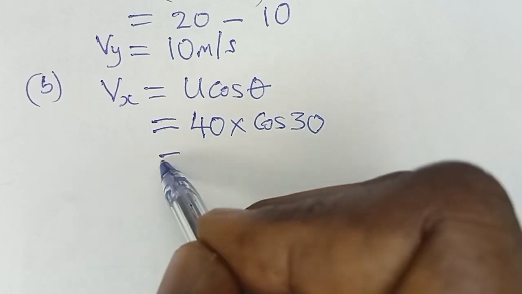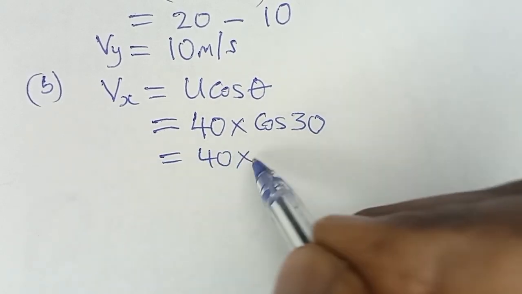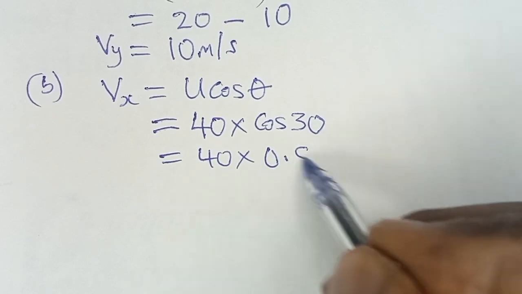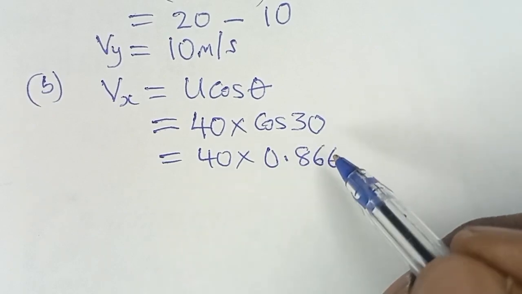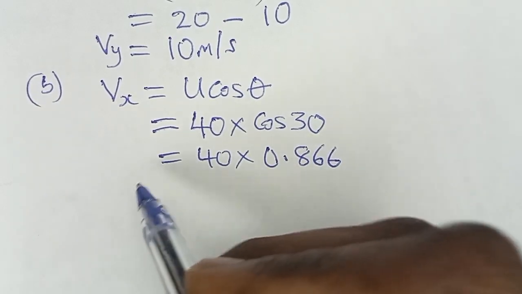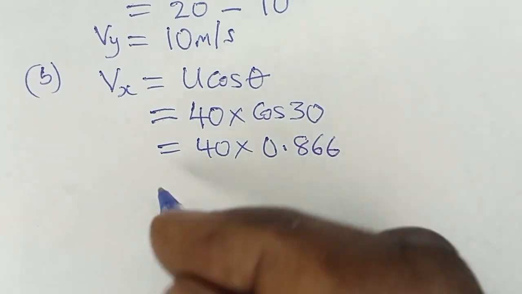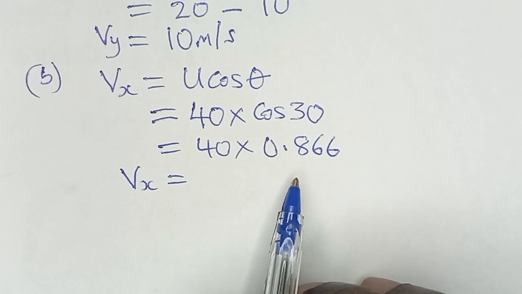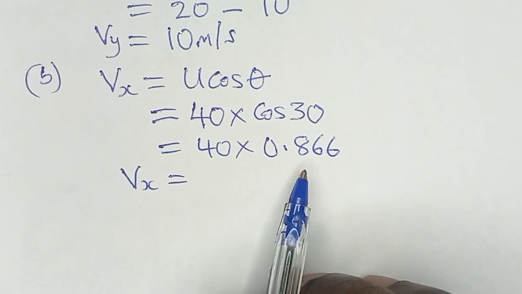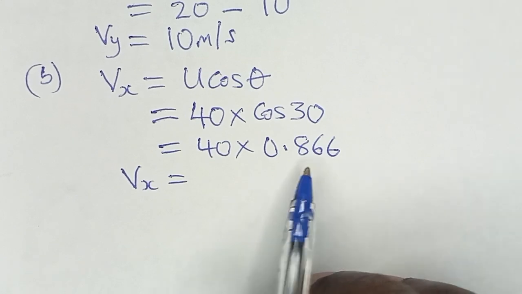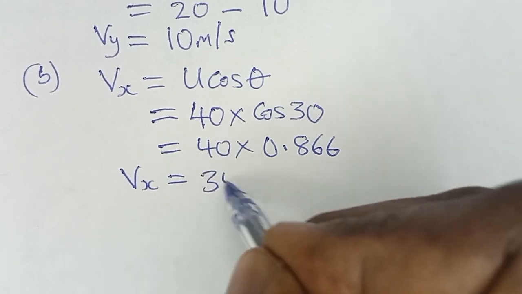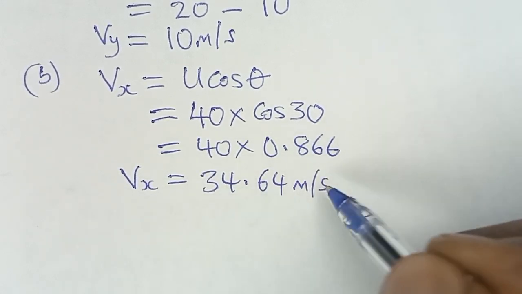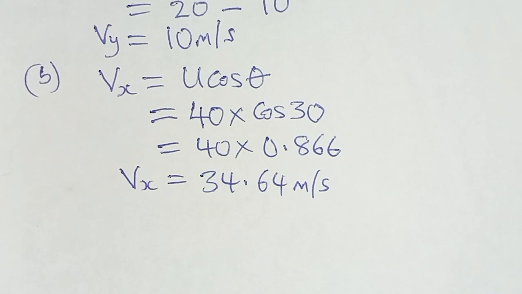So that will be equal to 40 times the cosine of 30, which is 0.866. And from there we have the value of the horizontal velocity as 40 multiplied by 0.866, which will give us 34.64. So I have 34.64 meters per second as the horizontal velocity.